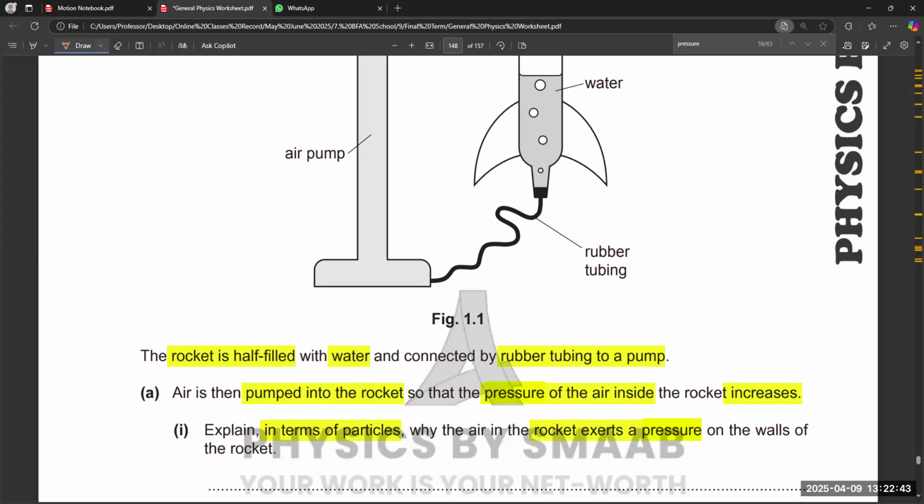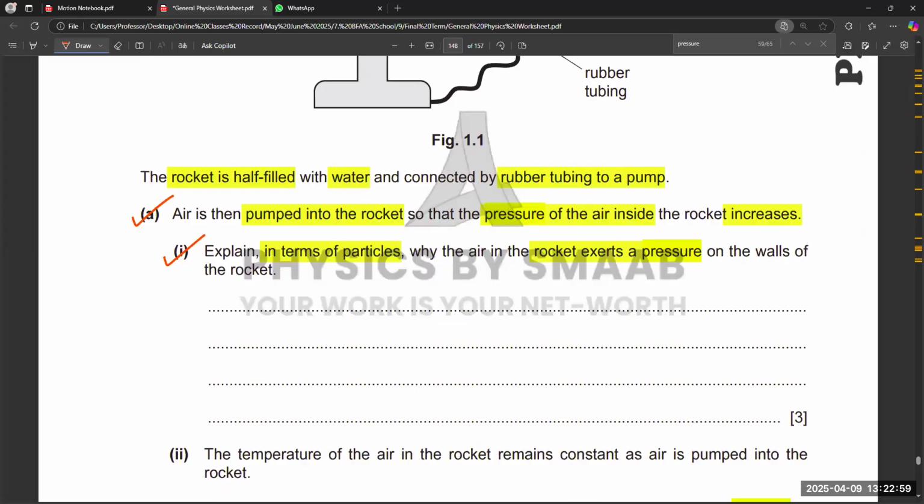So you can see this is the same type of question. We discussed how gas exerts pressure on the wall of a container. Gas can flow, liquid can also flow. So we use the same idea over here, just like we discussed. And this question is for 3 marks, so at least you have to explain 3 points.